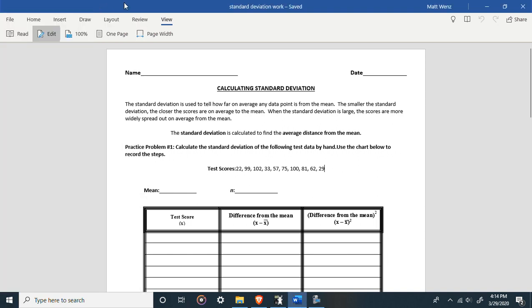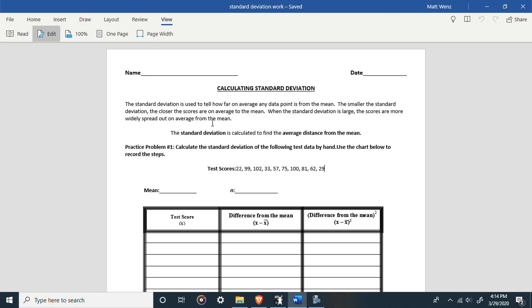So let's start off with the definition. The standard deviation is used to tell how far, on average, any data point is from the mean, okay? Now, the mean is an average itself, right? So we're looking for the average distance away from the average of all the numbers, and that's what a standard deviation is all about.